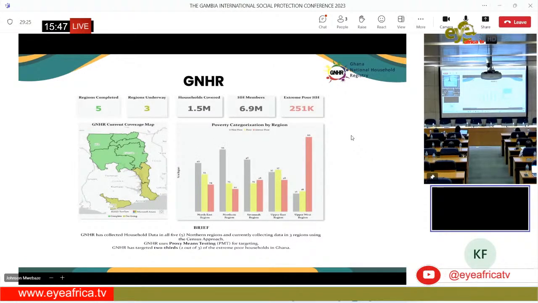So you have a map of Ghana, bottom left. The green areas are the areas they've completed, and the orange, yellow is where they're actually working currently, and then the white area is the area that I've been talking about, which they plan to complete using census data. And then you have also some graphs showing the different categorizations of statistics on how the poor, extreme poor, and non-poor are distributed across the different regions that they've completed. So they have finished 5 regions, and 3 are underway. They have about 1.5 million households, about 6.9 million household members, and out of these, 251 thousand are actually extreme poor.